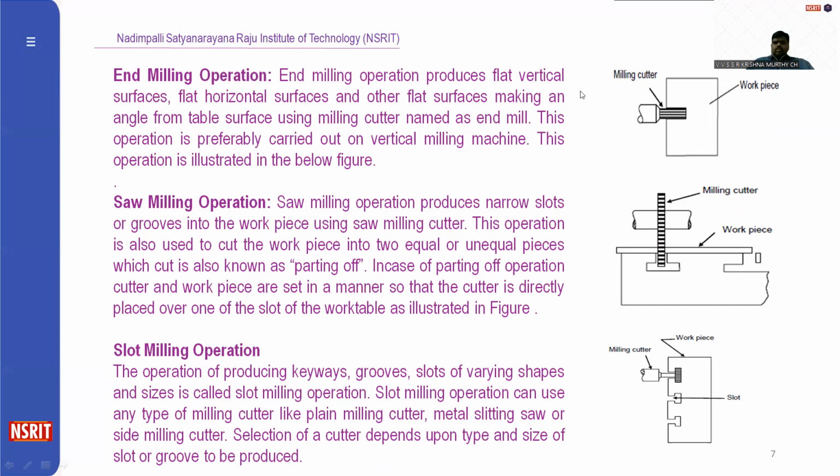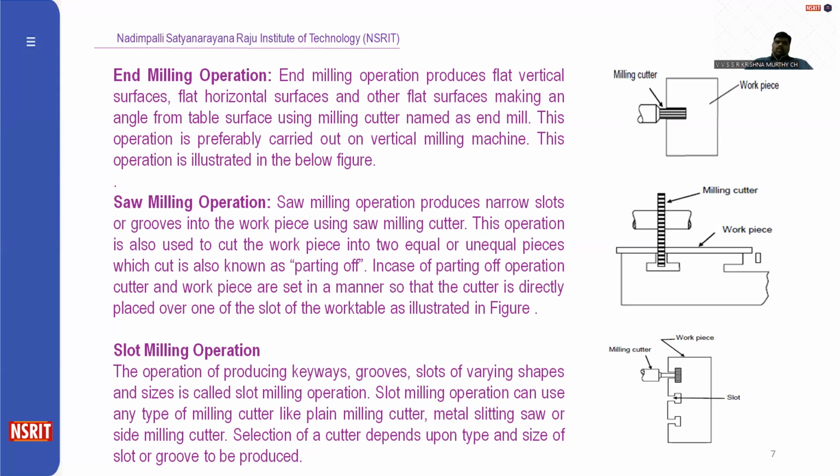And next is saw milling. The saw milling operation is used to produce narrow slots or grooves in the workpiece. It can be used to produce equal and unequal lengths, and also to cut parting off. In the case of the parting off operation, the cutter and workpiece are set in a manner that the cutter is placed directly over one slot of the table. Here is the schematic.